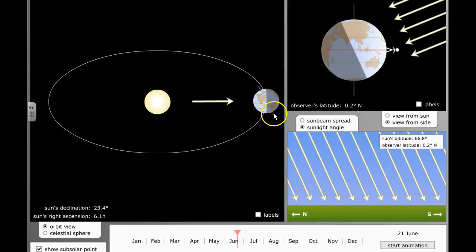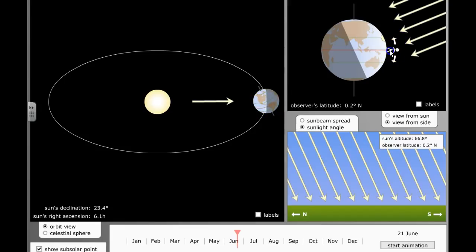So now we have June 21st. This would be the summer solstice. At the summer solstice, you have the northern hemisphere tilted towards the sun. Now the Earth is tilted at 23.5 degrees. So the northern hemisphere is tilted 23.5 degrees towards the sun. That's why 23.5 degrees north is getting the most direct sunlight.